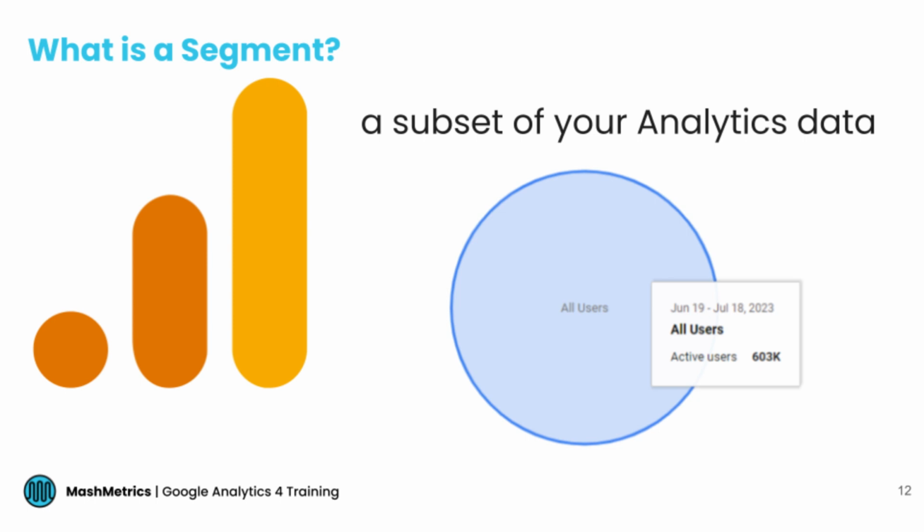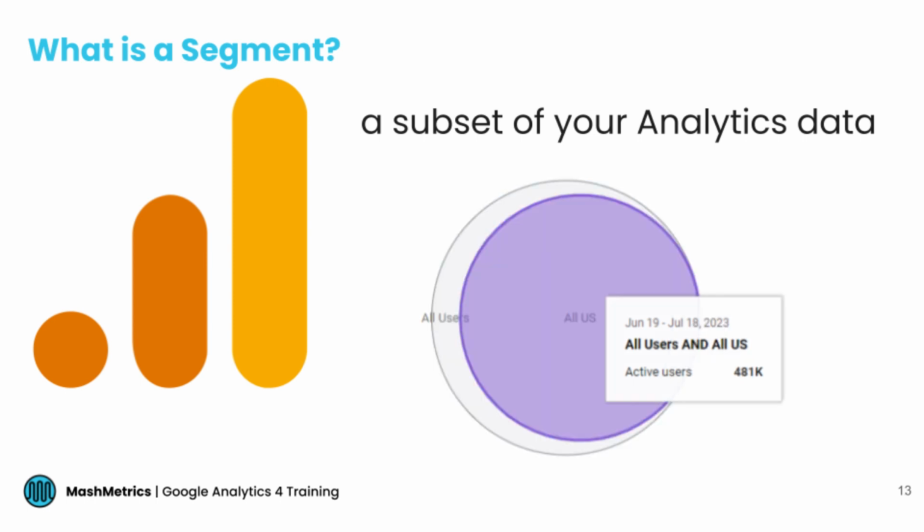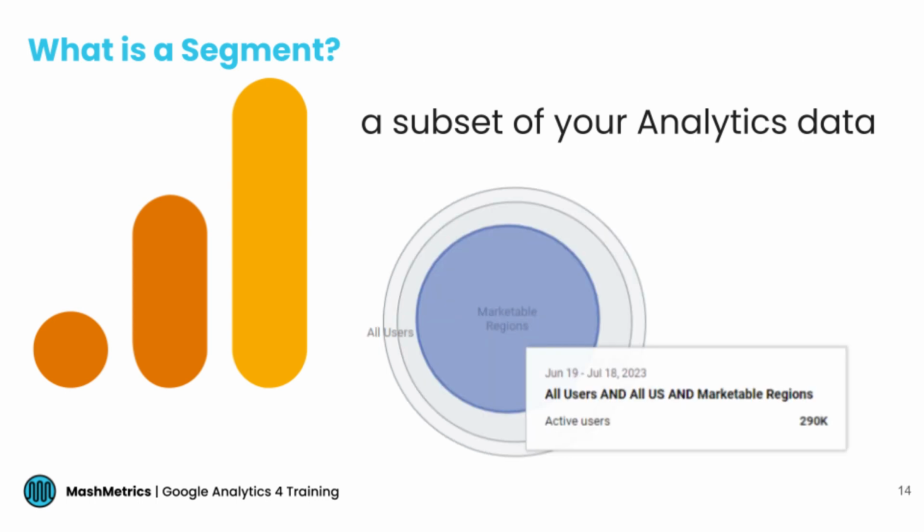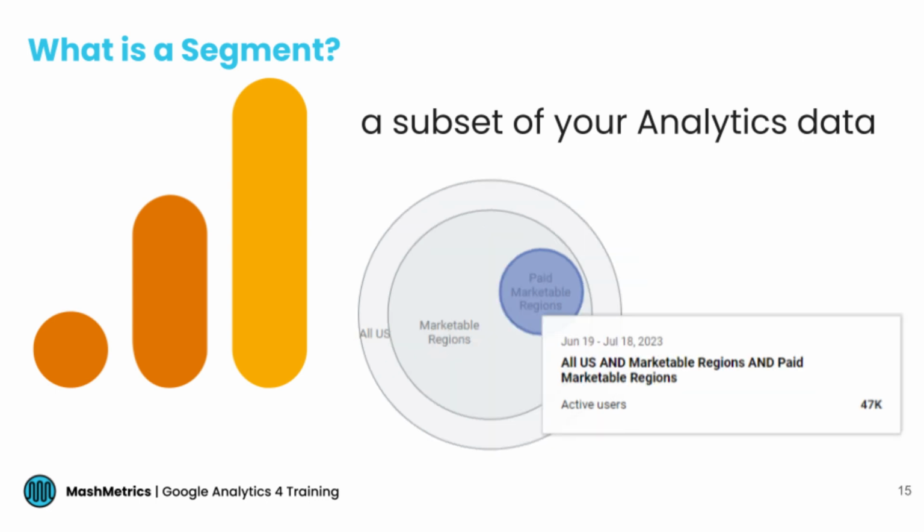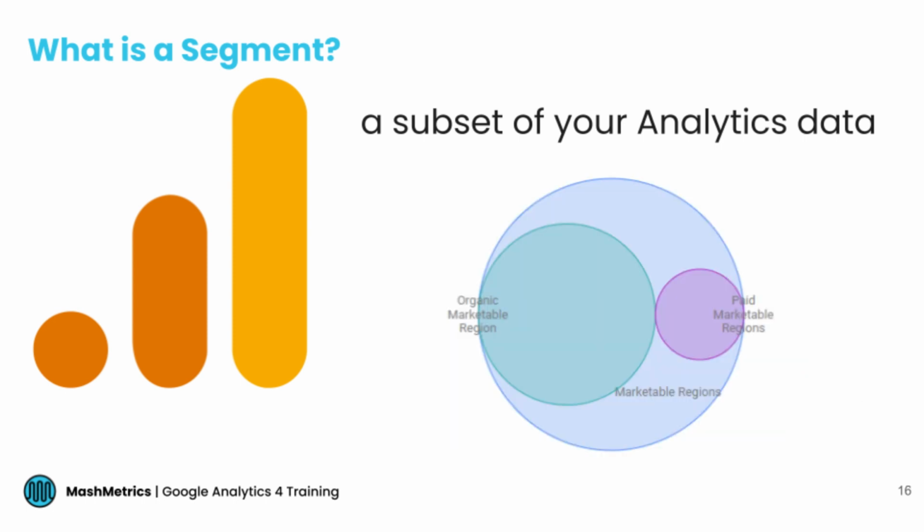So using our good old Venn diagram, let's see how this looks. We have all of our users. One subset might be all of the US users, because we don't really care about anyone in other countries at this point. More so, in this particular example, I have a marketable region. I'm not available in all 50 states, so I might want to just hone in on that behavior. Furthermore, now I want to subset that by my paid marketable region, compare that to my organic marketable region.